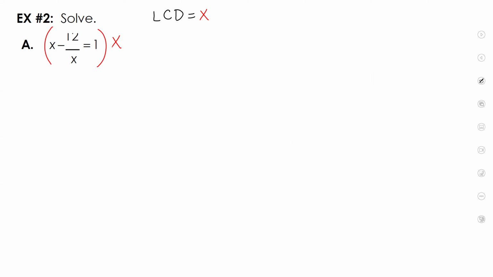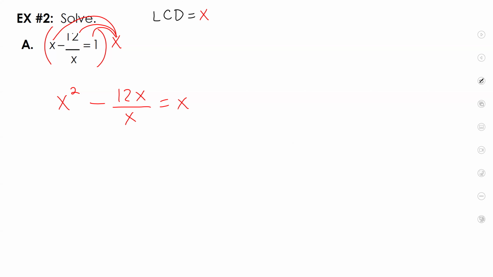You do not have to change any of these fractions. All we're doing is multiplying by X. Okay, so we're going to multiply X times this first X, and what do we get? X squared minus 12 times X is 12X, and that's over X. X times 1 is X. Any questions on this part? Okay.